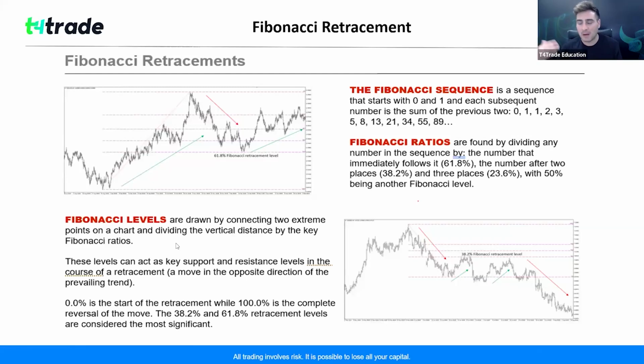You're not going to do this manually. You have a tool for that. It's called Fibonacci retracement. So what you need to do is, in a sense, draw 2 extreme points on a chart, and the technical indicator, in a sense, creates this kind of vertical distance and spits out the Fibonacci retracement tools.